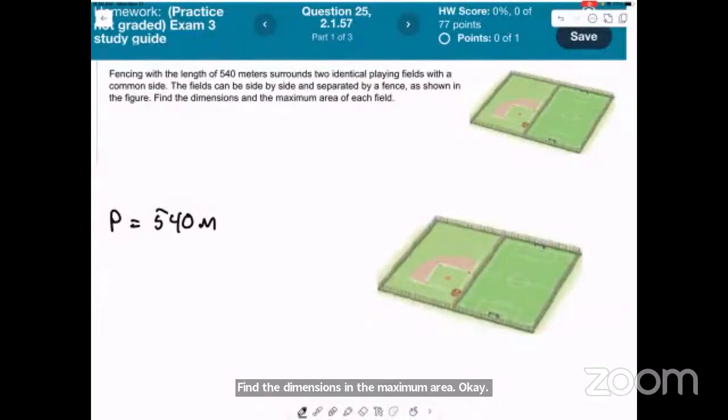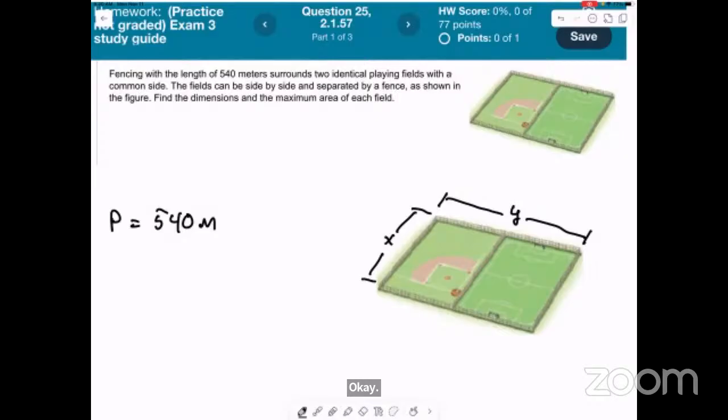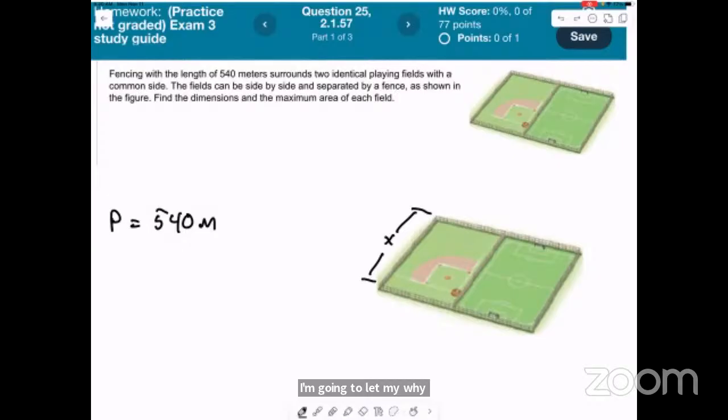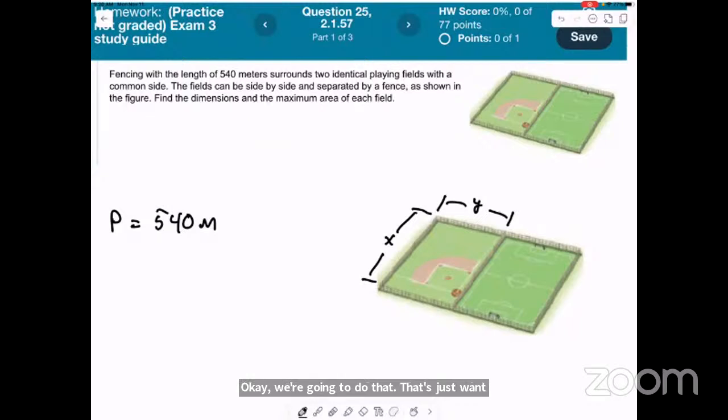All right, so we'll let this length be our X from here to here. We're going to let that be X. And we'll let this be Y from here to here. Okay. So then, let me see, find the dimensions and the maximum area of each field. Instead of that being my Y, because we want it for each field, I'm going to let my Y go from here to here instead. That's just what I resonate with. Okay.